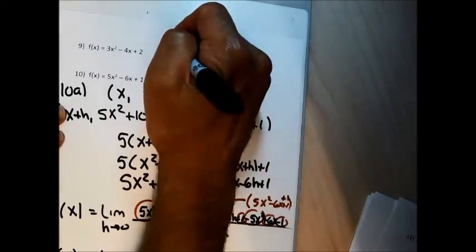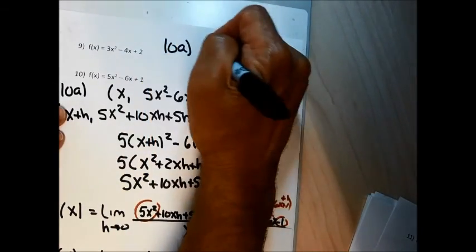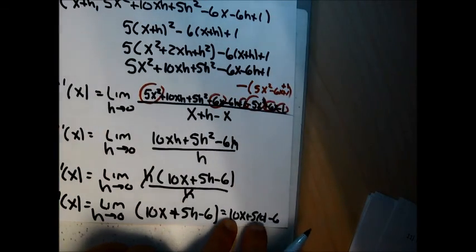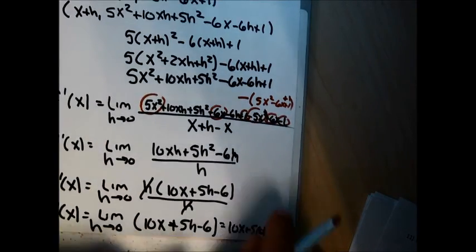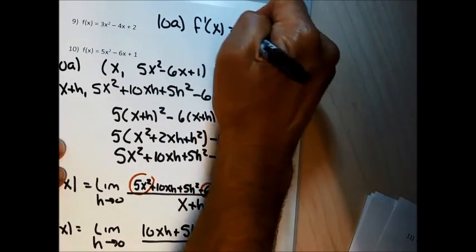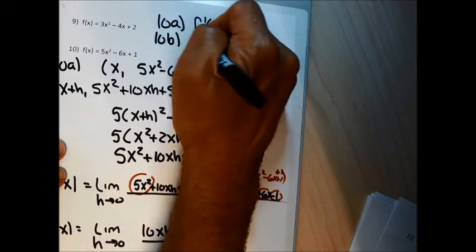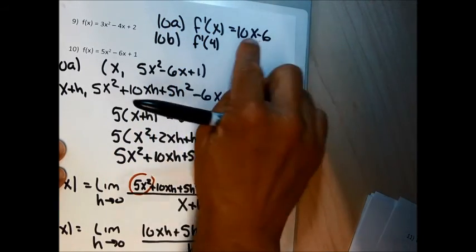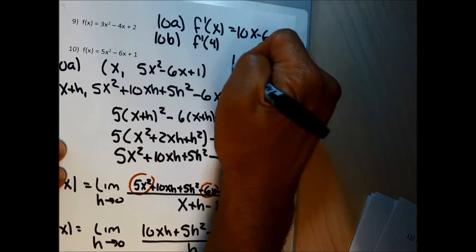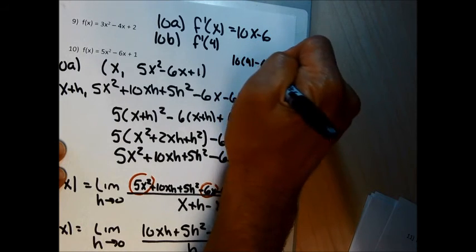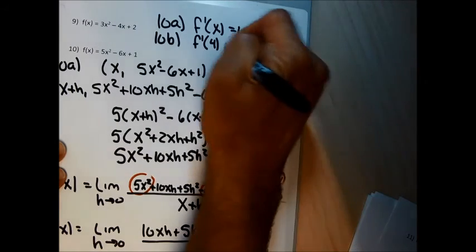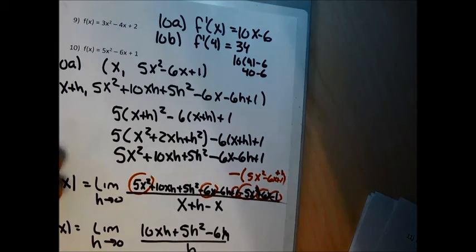So the answer to 10a, f prime of x is going to equal 10x plus 0 minus 6, which is 10x minus 6. And then 10b wants me to do f prime of 4. I'm going to go 10 times 4 minus 6, which is 40 minus 6, which is 34. I can check part B on my calculator, but I'm not going to just to save a minute.